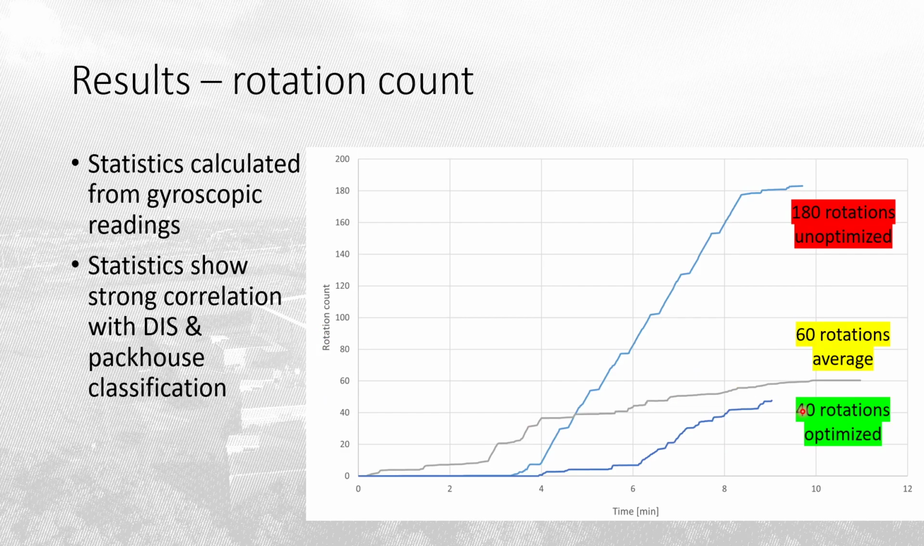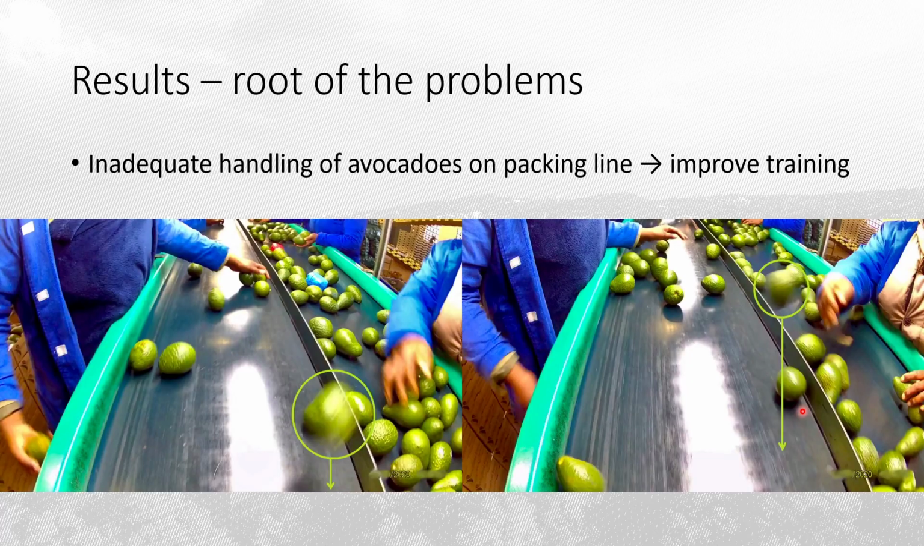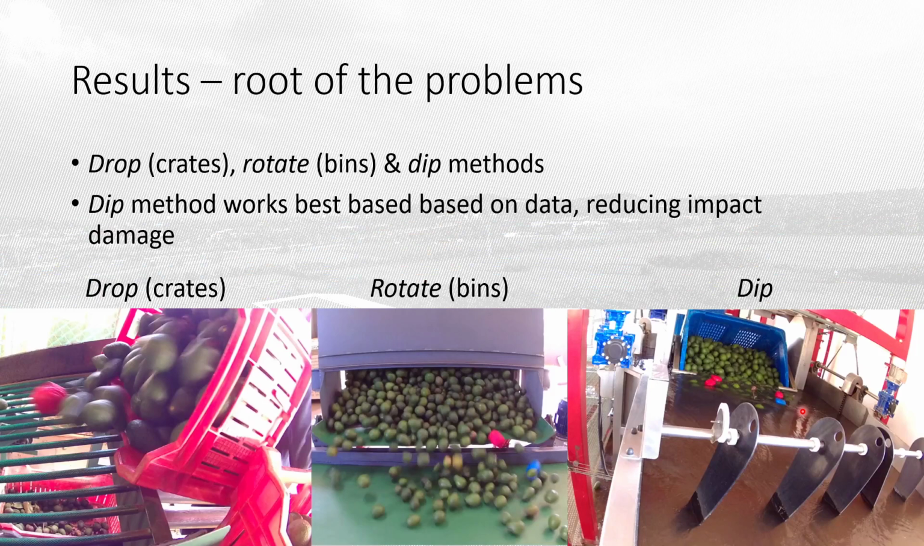The number of rotations also corresponded with the average damage index score, and the freefall history, it's not always correlated between one or another, but for an unoptimized packhouse, there tends to be many more freefall events associated with the smather. We also observed events where there was poor handling of avocados. Of course, we can resolve this with improved training, not to drop the avocados from a significant height.